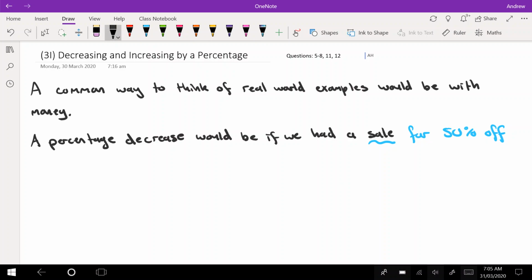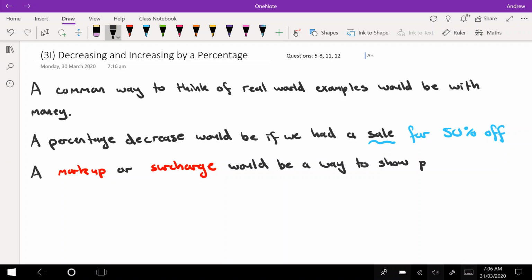A percentage increase would be like saying a markup or a surcharge, a good way of trying to represent a percentage increase. I don't know how many of you guys order Domino's pizza a lot, and I'm not sure if they still do this, but a few years ago, they started doing a Sunday surcharge, which meant that because they had to pay their workers more on a Sunday, they charged you more. So usually it would be $5, well, it would be an extra 10% surcharge on that $5. So they have to pay an extra 10%, which is a really good example of a percentage increase of a product.